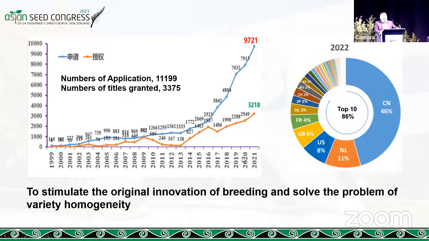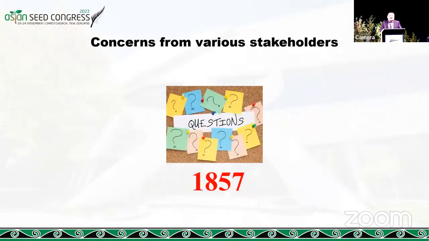So why do we introduce EDV? The main goal is to stimulate original innovation and solve the problem of variety homogeneity. As you might know, we have a large number of applications every year. In 2022, the application number was more than 11,000, which accounts for almost 46% among UPOV members. So the number is very high, and some of the varieties' quality is not so good. So that's why we want to establish the EDV system.